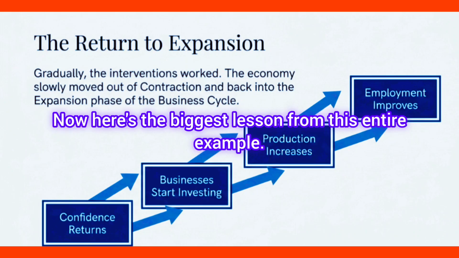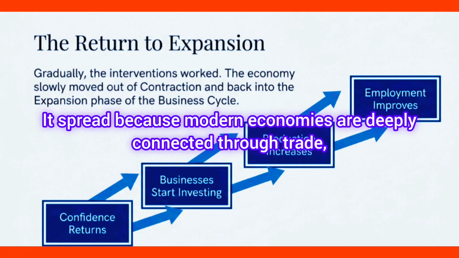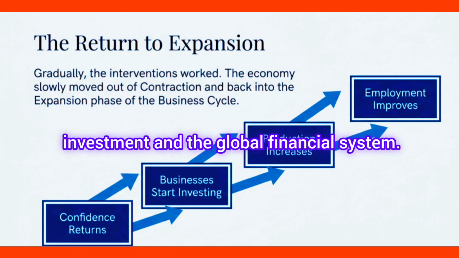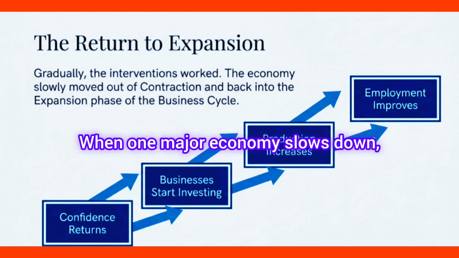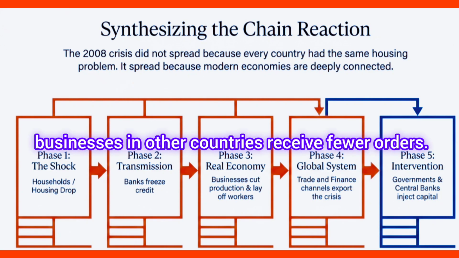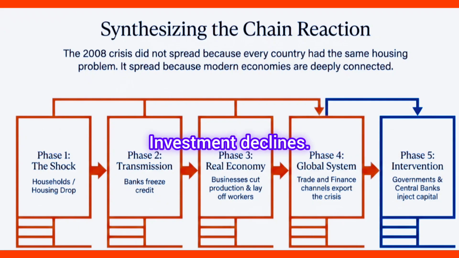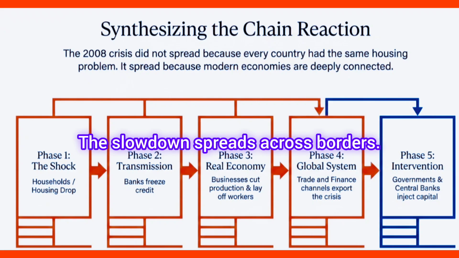Now here's the biggest lesson from this entire example. The crisis did not spread because every country had the same housing problem. It spread because modern economies are deeply connected through trade, investment, and the global financial system. When one major economy slows down, businesses in other countries receive fewer orders. Banks become more cautious. Investment declines. Jobs are affected. The slowdown spreads across borders.